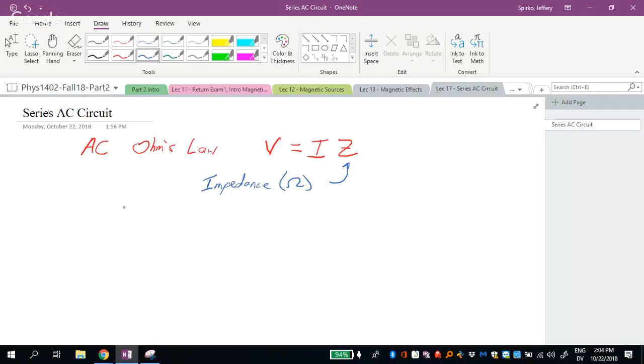So we have three basic passive components in AC circuits, and each one has a different Z value. For a resistor, Z is just equal to the resistance. So we get to use Ohm's law with just the plain resistance in AC circuits. It works just fine.